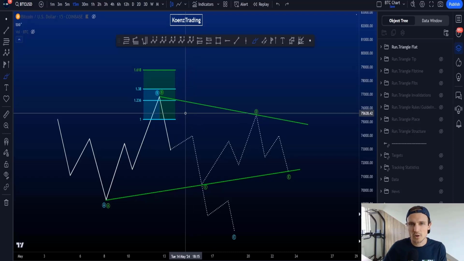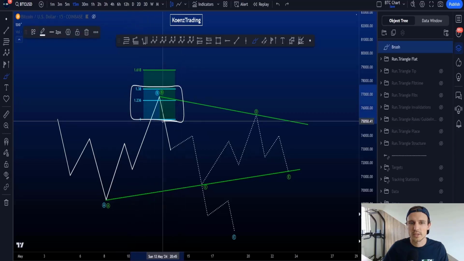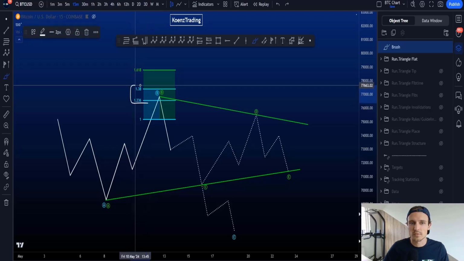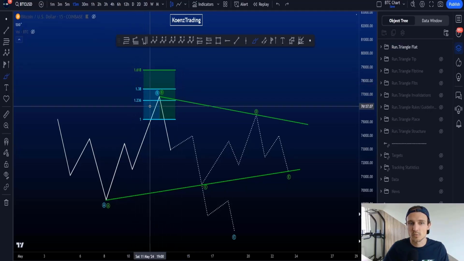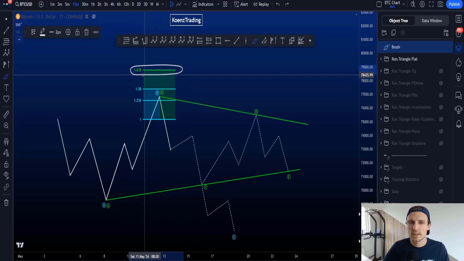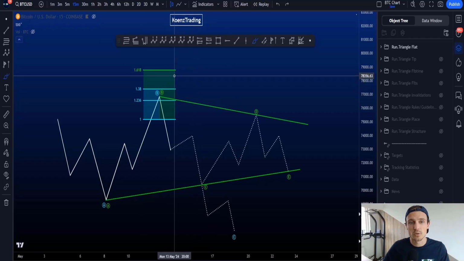The targets might also give a little bit of a hint, because for a flat, a common target area is the 1 to the 1.38. The 1 is important for a regular flat. The most common target for an expanding flat is the 1.236 to the 1.38. And the 1.618 for any flat structure is an uncommon target. But for a running triangle, the 1.618 is still perfectly fine.